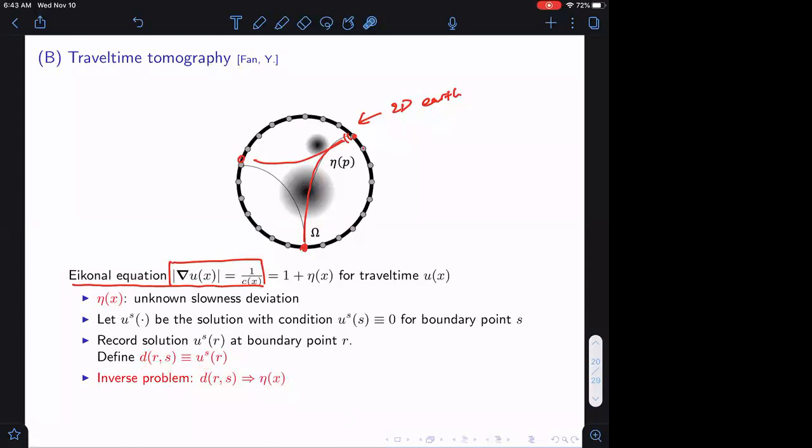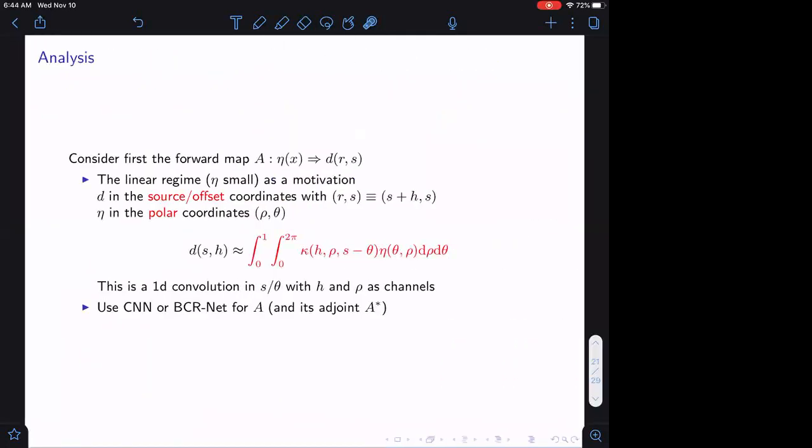Now the inverse problem becomes: how can we take this boundary measurement, and these are all on the boundary, the data is defined on a torus in this 2D example, and recover the internal media property from it? Okay, so we do the same thing, starting from the forward map. Suppose we know eta. We don't know eta, but suppose we know eta. How does the data depend on eta? Again, we are going to use the perturbation regime, the linear regime, as a motivation.